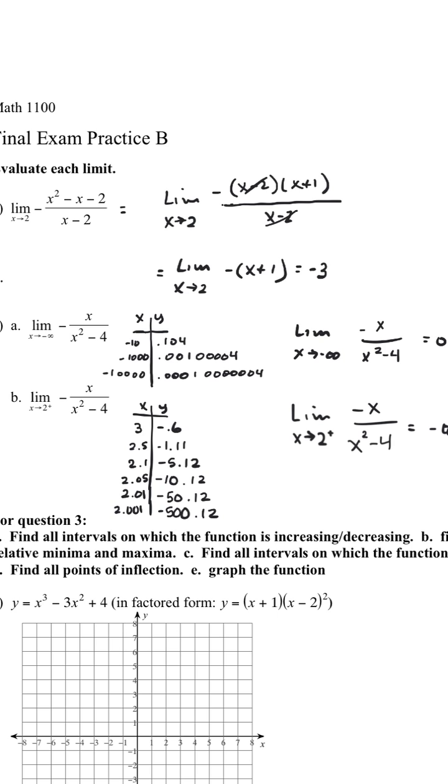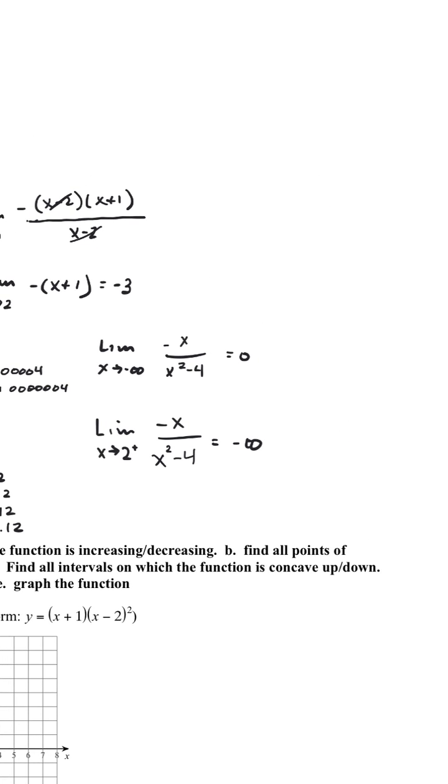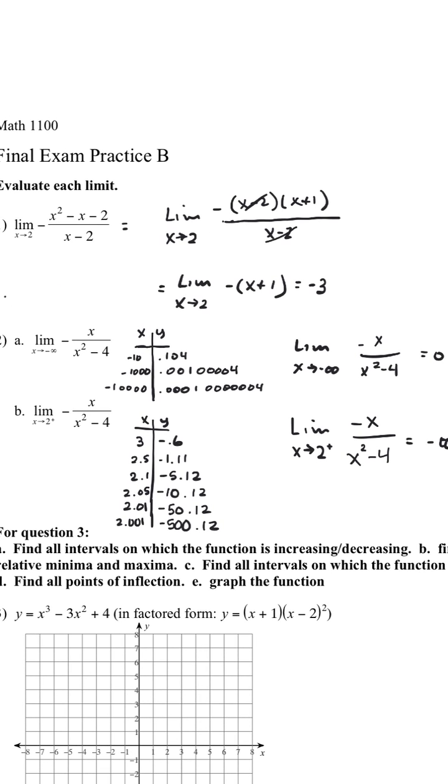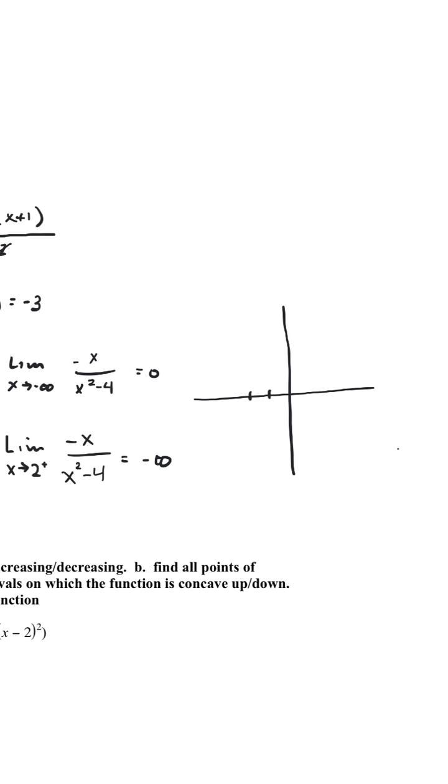The other way to consider this is looking at the graph. Now if you're comfortable graphing rational expressions like this, then graphing it wouldn't be a bad idea. So the graph would look something like this. So x squared minus 4 factors into x minus 2 times x plus 2. Those would be your two vertical asymptotes. Negative 2 and positive 2.